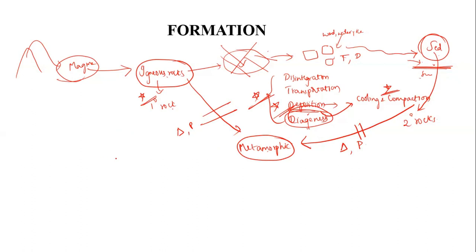What happens if we have some object with us and we are subjecting it to high temperature? That means we are giving it some heat. What happens here? The elemental composition will be changed in such a way that the whole rock will be altered and a new rock will be formed. And that is what we call metamorphic rock.